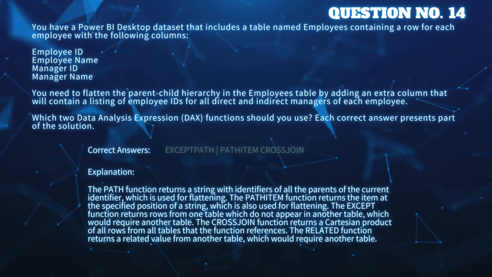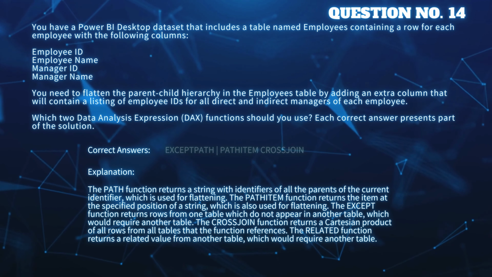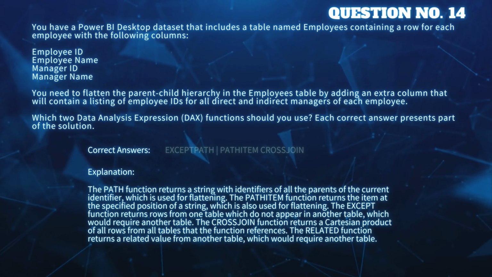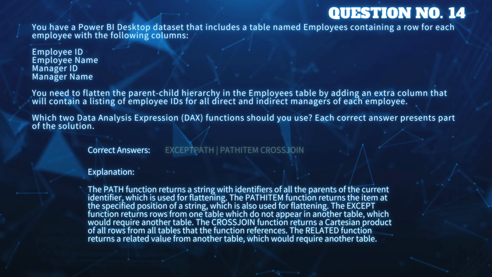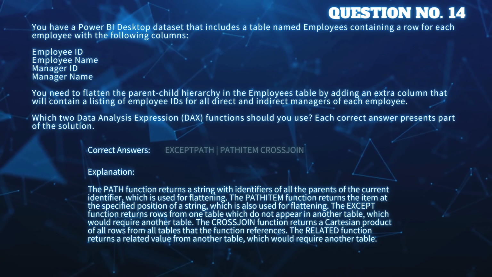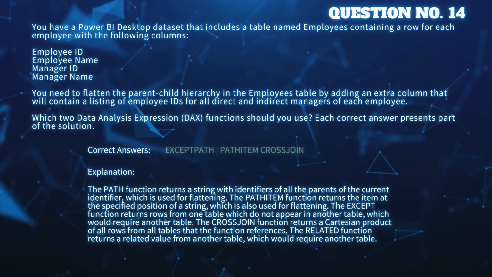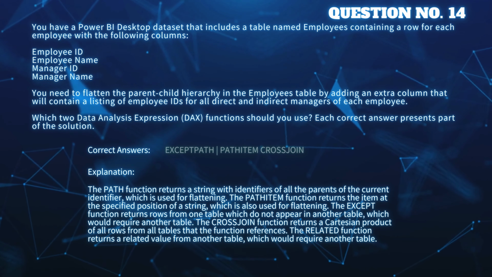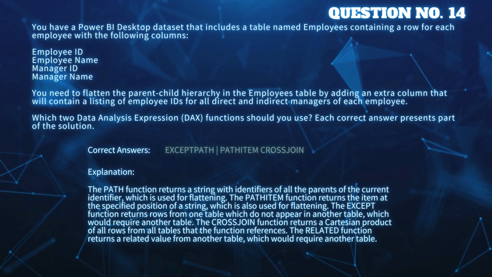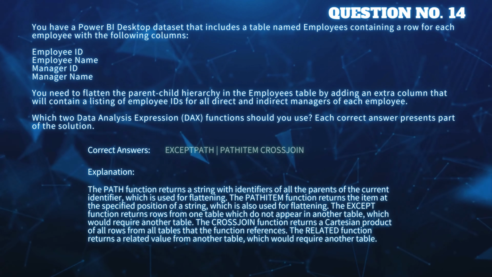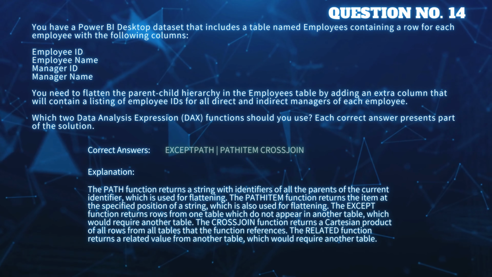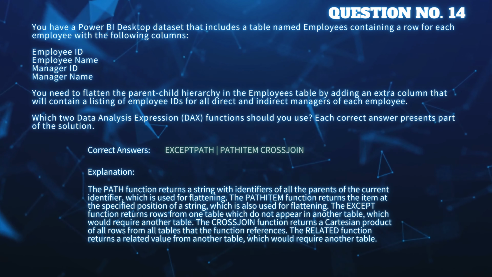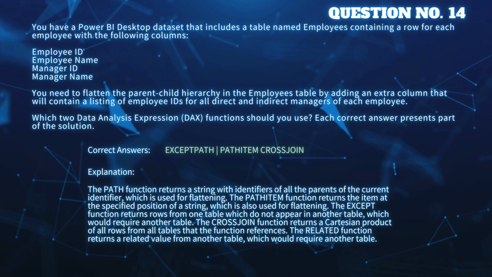Explanation: the Path function returns a string with identifiers of all the parents of the current identifier, which is used for flattening. The PathItem function returns the item at the specified position of a string, which is also used for flattening. The Except function returns rows from one table which do not appear in another table, which would require another table. The CrossJoin function returns a Cartesian product of all rows from all tables that the function references. The Related function returns a related value from another table, which would require another table.